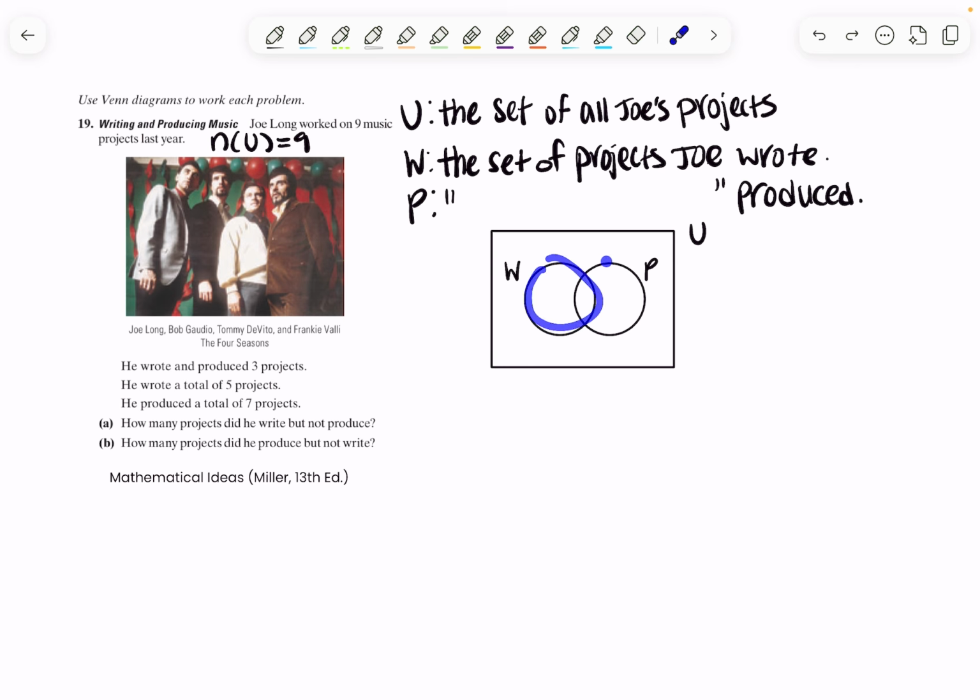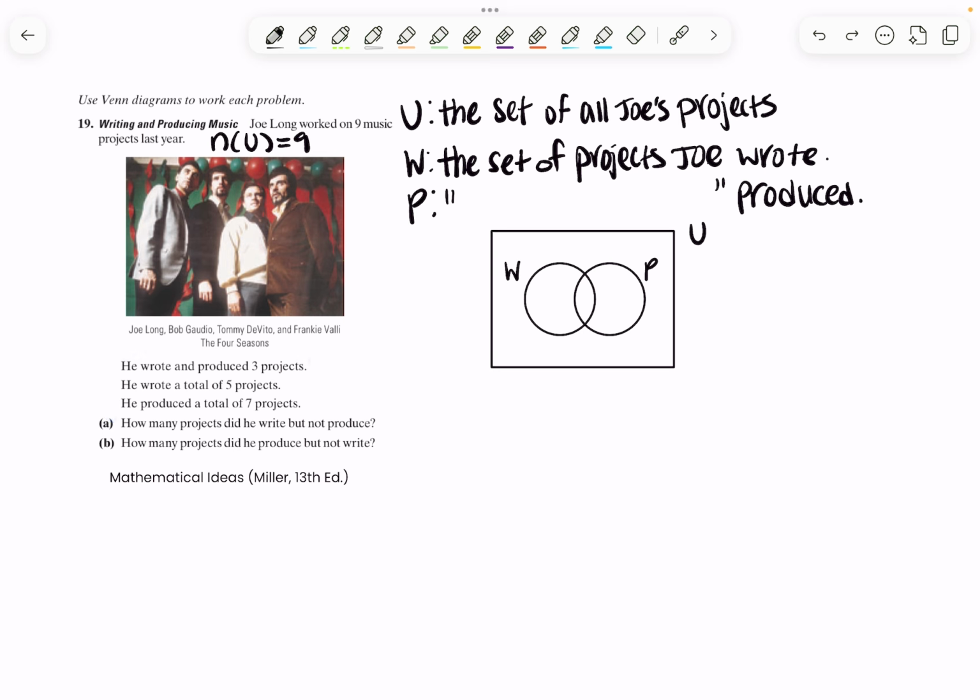Now, why do I draw them overlapping and not separately, like W here and P over here? Because if you look at the problem, there are projects that have been both written and have been produced. So there should be some overlap between these two sets. Now, in order to fill in our diagram with what we call cardinal numbers, you want to translate the information that they give you into set theory notation.